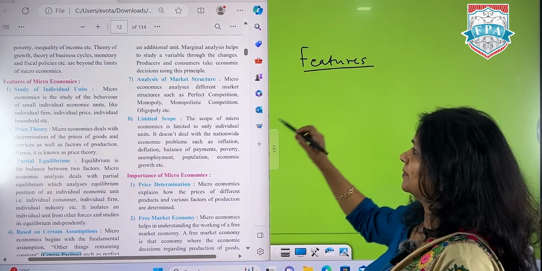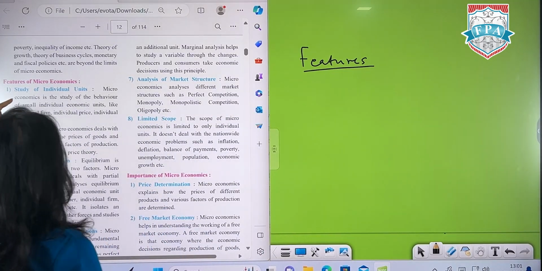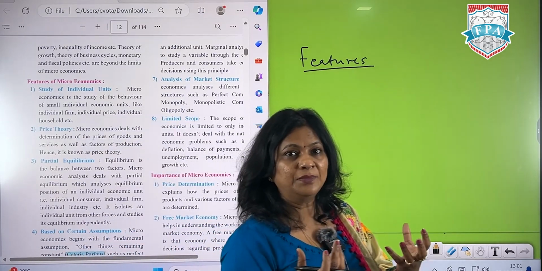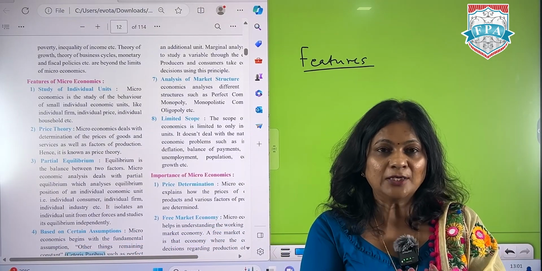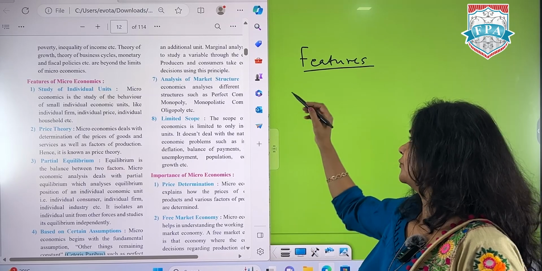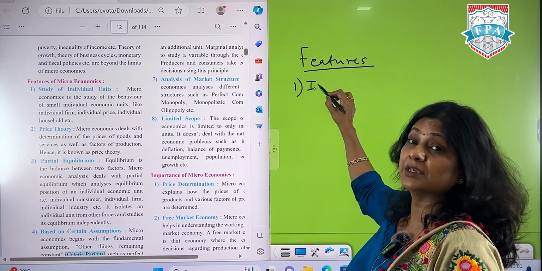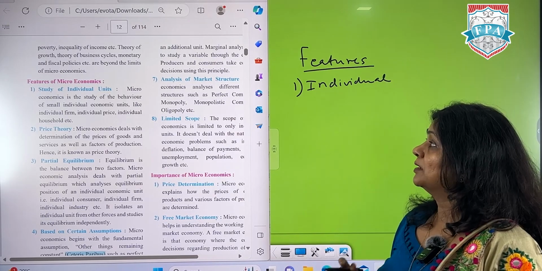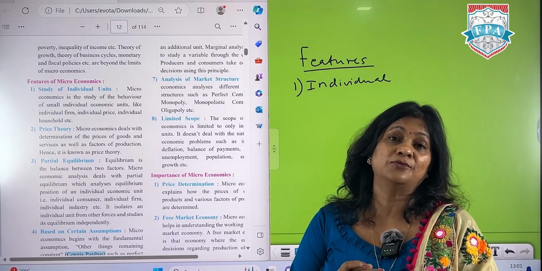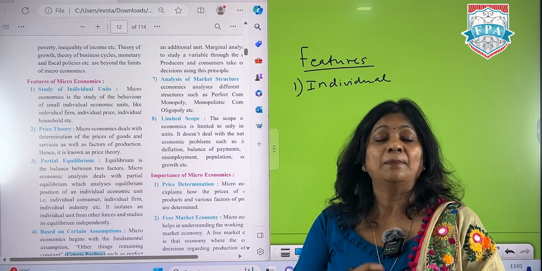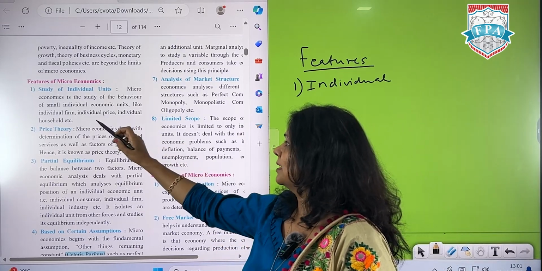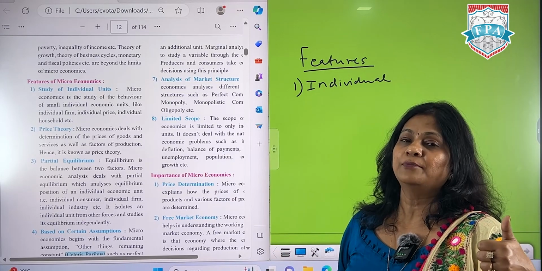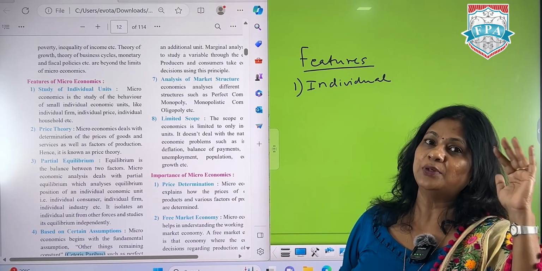Features of microeconomics. Can you see that? Features of microeconomics. As I told you, micro means small, micro means individual. So what will the first feature be? It is talking about individual units. It is talking about individual economic units, a particular household, a particular firm. So that is the study of individuals. So the first feature of microeconomics is the study of individual units.